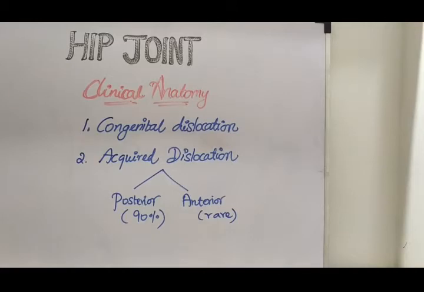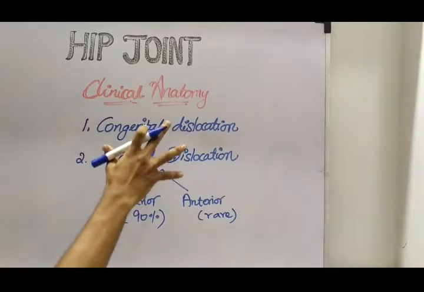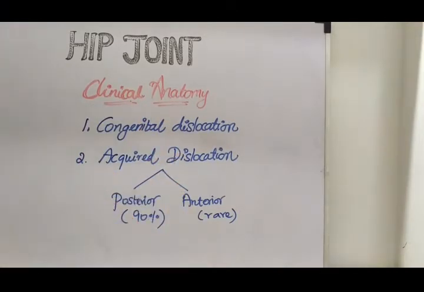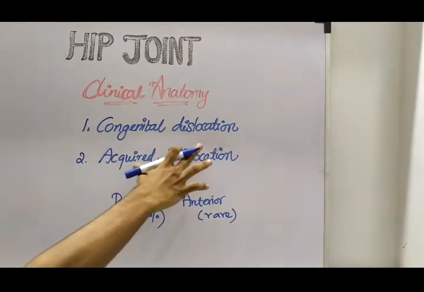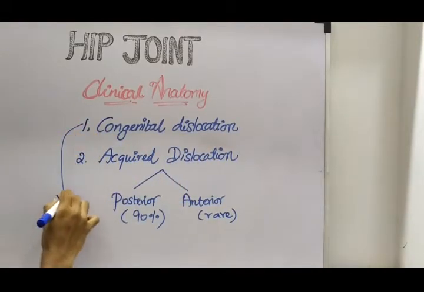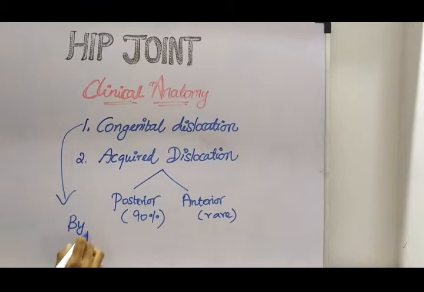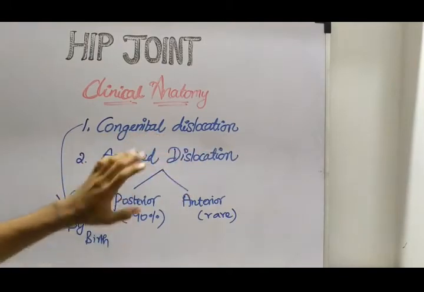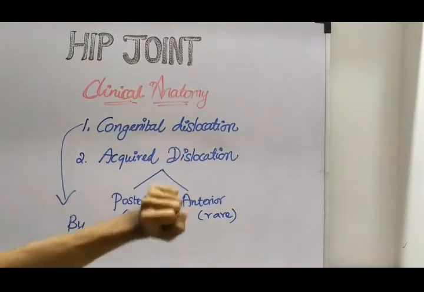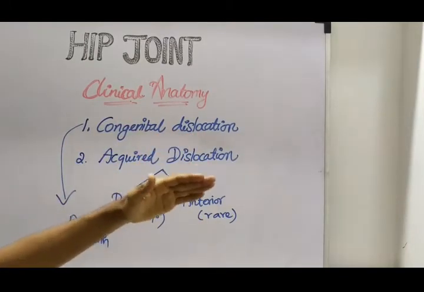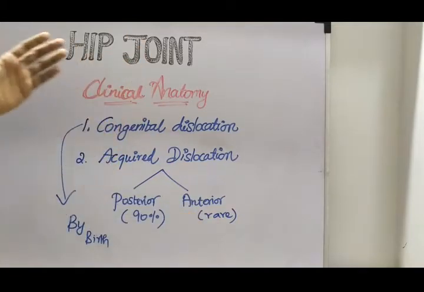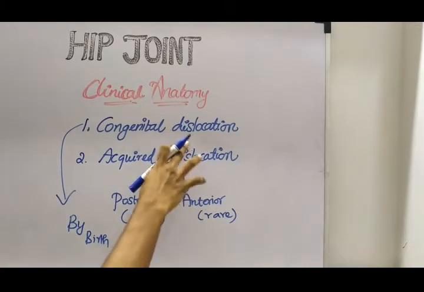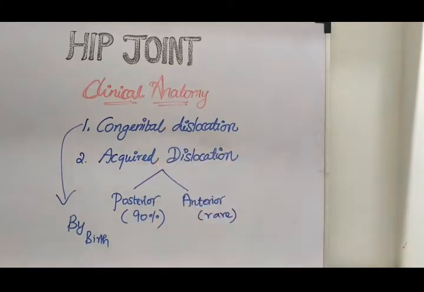And the last thing is the clinical anatomy of the hip joint. One of the important clinical conditions is congenital dislocation. Congenital, we know, means by birth. This dislocation is very common in the hip joint compared to any other joint, and in this congenital dislocation the head of the femur slips upward onto the gluteal surface of the pelvic bone because of the poor development of the acetabulum. So I am just showing you now.